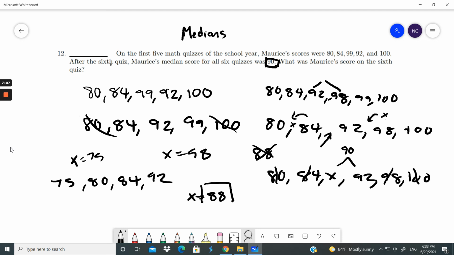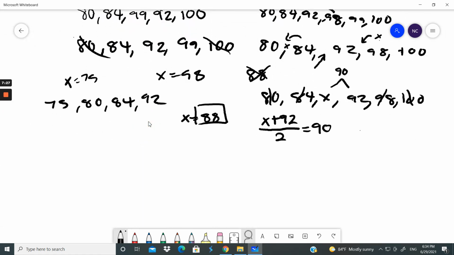But for those of you who would like to do things analytically, or mathematically, of course, we could just add them up and divide them by 2 and say that is equal to 90, because that's what we're going to have to do anyway. And then we would just essentially, let me scroll down a little bit, solve for x. So x plus 92 is equal to 180, x is equal to 88. And we end up with the same answer, but different methods, of course.